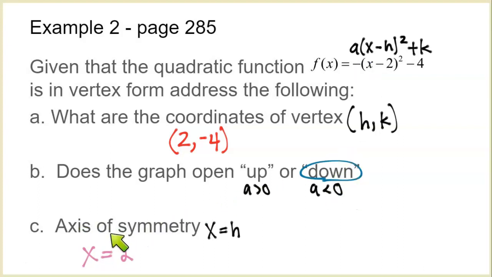And then what is the equation for the axis of symmetry? Well, remember the equation is x equals h, and since h is 2, the equation is x equals 2. So if I were to make a graph of this function and draw the imaginary line that separates the graph into 2 equal parts, it would cross the vertex and the x-axis at the coordinate 2, and so that's our equation.